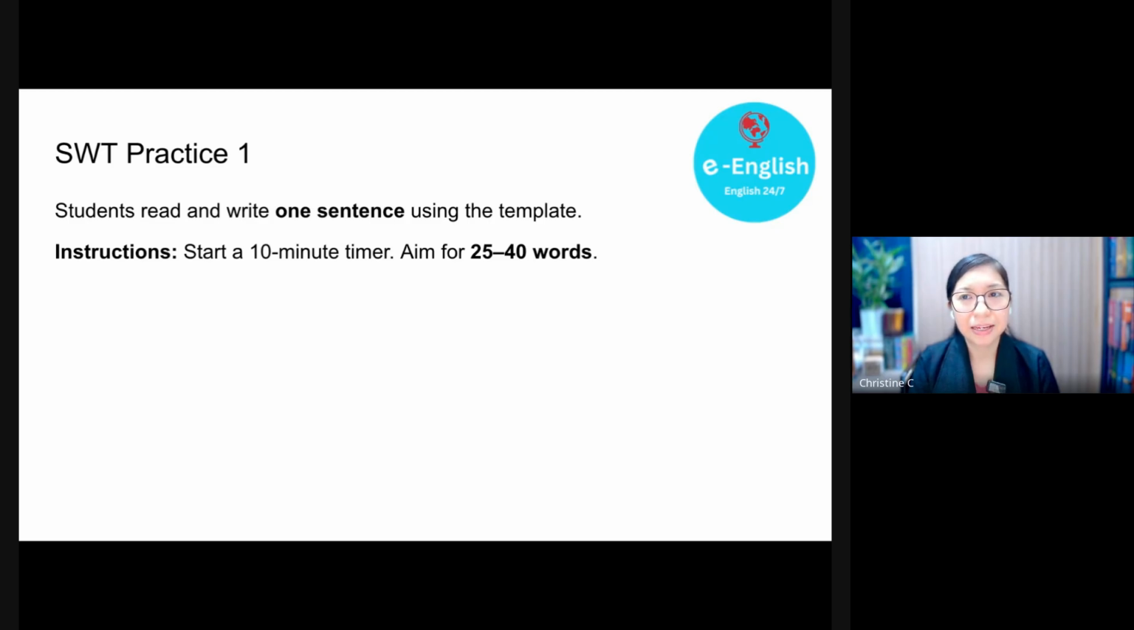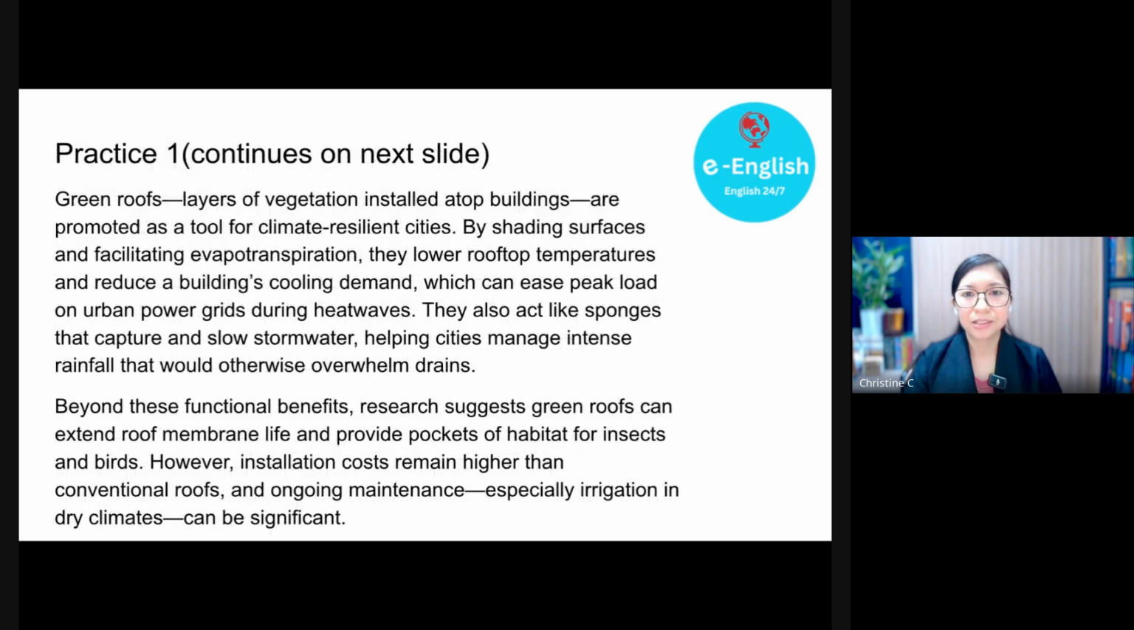I'm not going to set the timer, but I will give you enough time to think about your answers. And you should aim for between 25 to 40 words. The passage is in 2 pages, so I'll stay here first and give you enough time to read it. After that, the continuation of the passage is on the next slide. So please read this first.